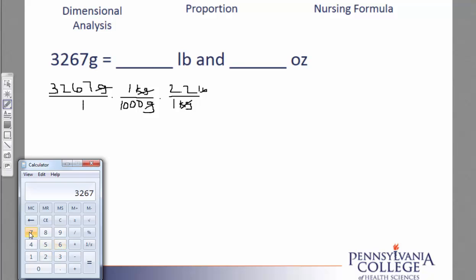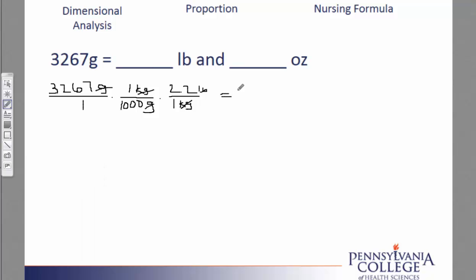3,267 times 2.2 divided by 1,000. And that gives an answer of 7.1874, and that answer is in pounds. In the American system, we will give the pounds as the whole number. So I have the answer to the first blank.